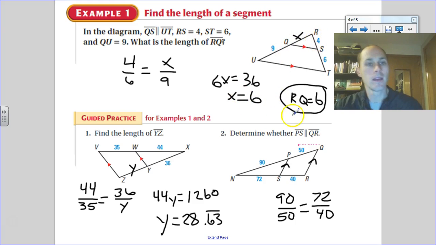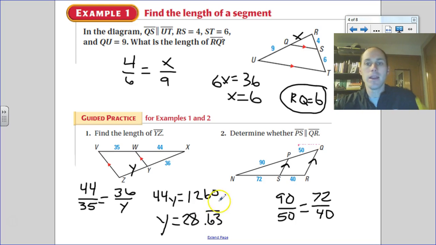Do the same with YZ here since the two lines are parallel. Sides get split proportionally, so 44 to 35, in the same way 36 to y. Cross products, I get 44y equals 1260. Divided by 44, I get 28.63 repeating.